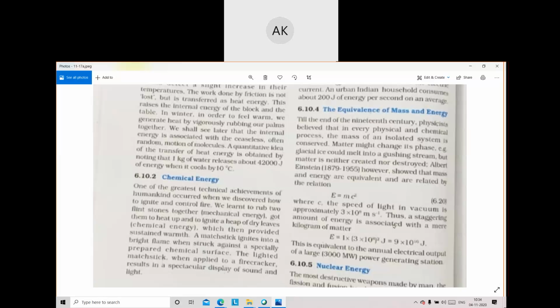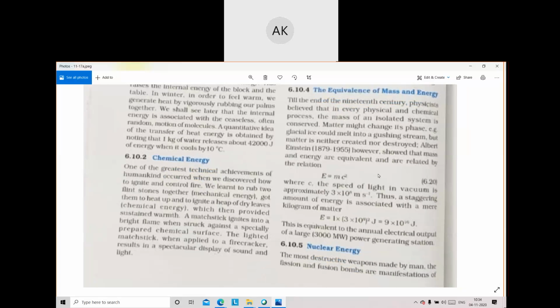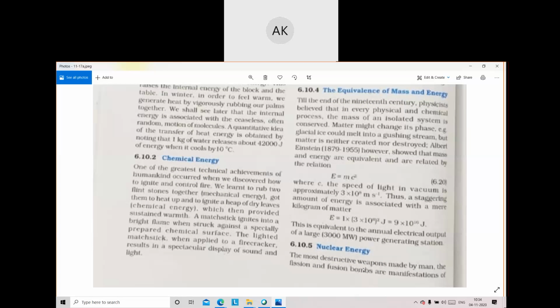So, like that, during the fission also the same thing happens. Fusion I explained, fission I will explain later. Nuclear energy I will explain that.